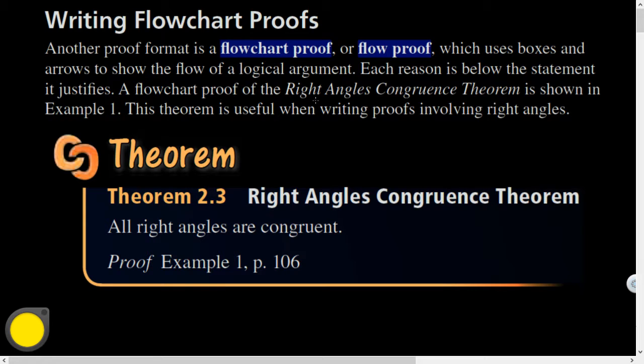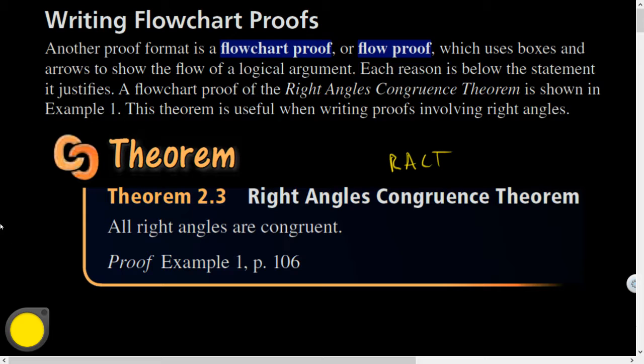Let's see, a flowchart proof of the right angles congruence theorem is shown in example 1. Ooh, can't wait. This theorem is useful when writing proofs involving right angles. So here's another theorem for you. We could nickname it RACT. Man, nah, probably not. Sometimes I try to abbreviate these ones. I feel like it would be cool if it was "wrecked." I don't know, but man, I just got, I wrecked this problem, right?